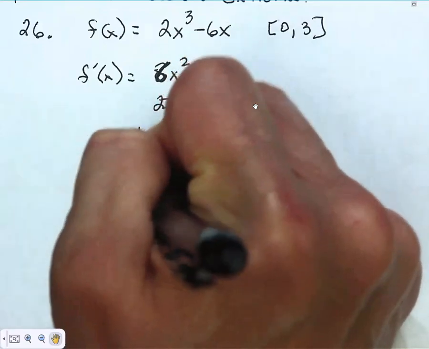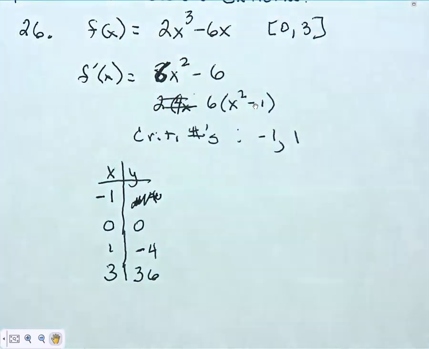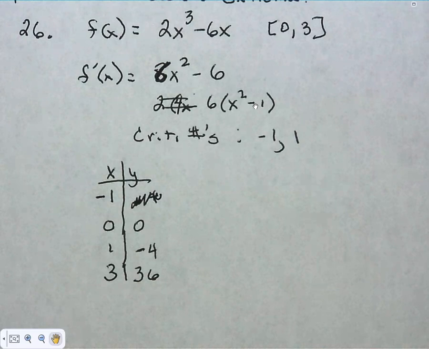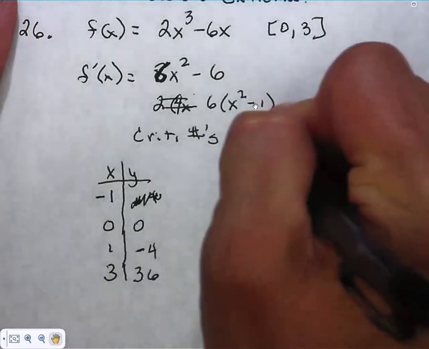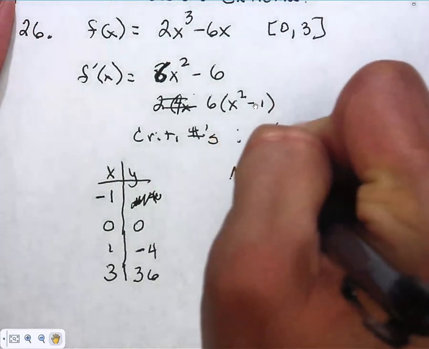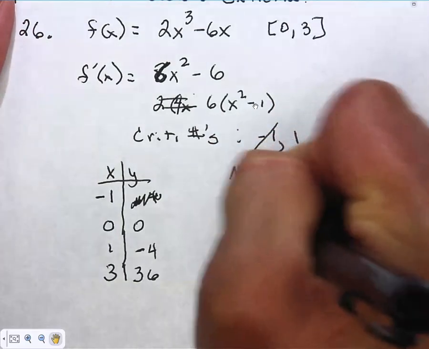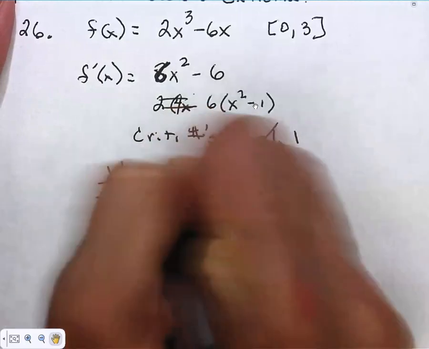Hey, this is why I wanted to do this example. Could -1 possibly be an extrema on the closed interval that we're given? No, why not? It's not even in the interval that we're given. So I didn't really need to put that on my XY chart. I should have said -1 is not in the interval that we're given. And so I don't even need that there.